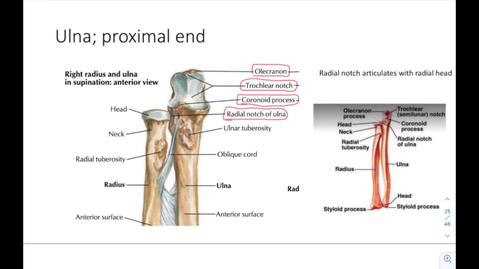Okay, so we have the olecranon, which is better seen posteriorly, right here. And then anteriorly, we have the coronoid process. And then this is the trochlear notch, which articulates with the trochlea of the humerus. And we have something called the radial notch of the ulna. So this part of the ulna here is called the radial notch. Why? Because it articulates with the radial head.